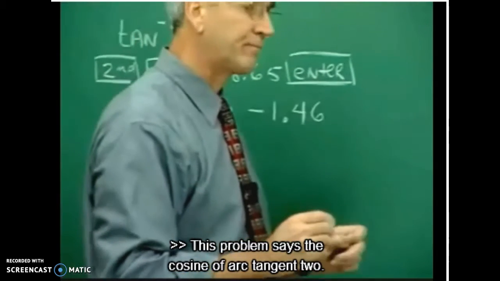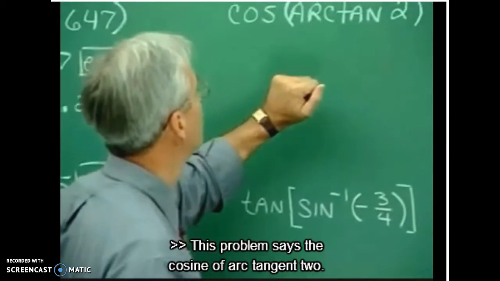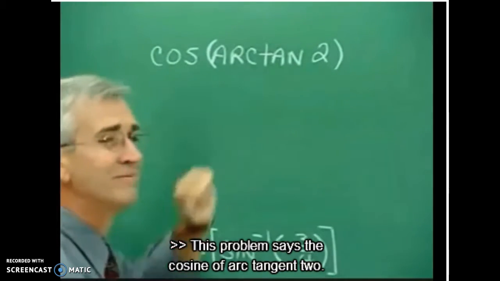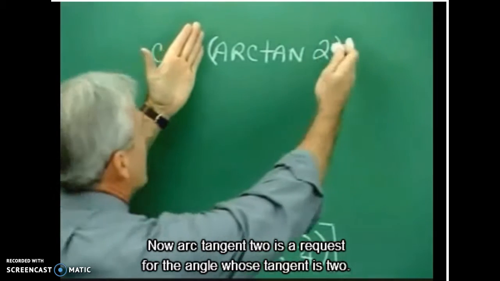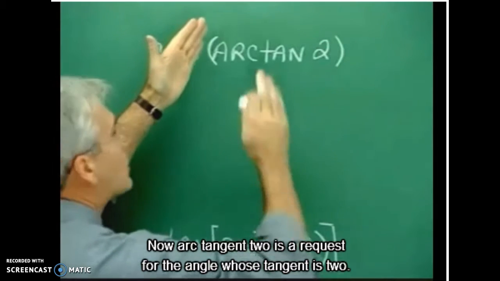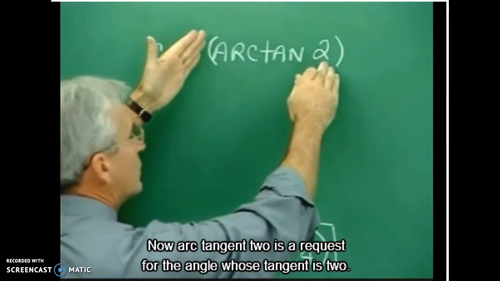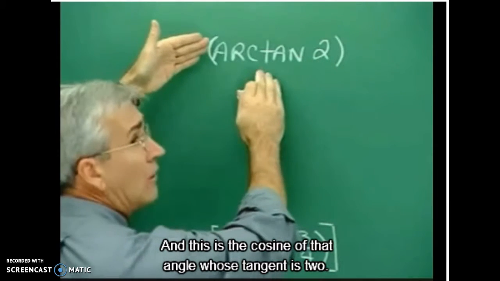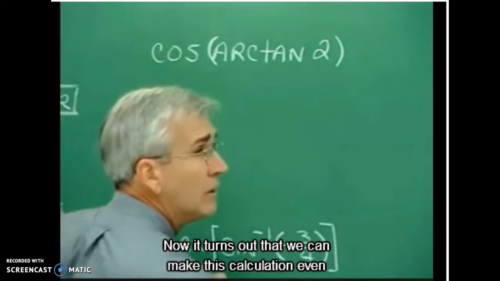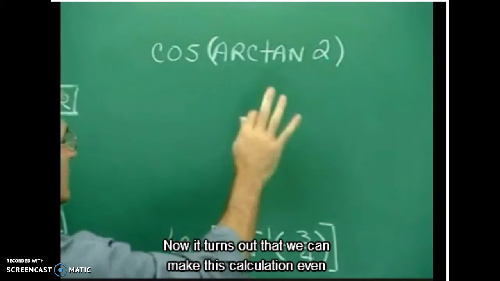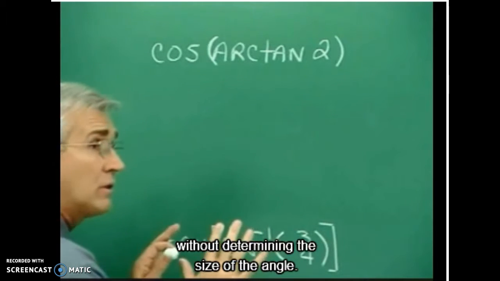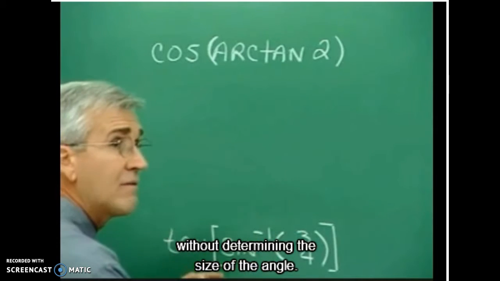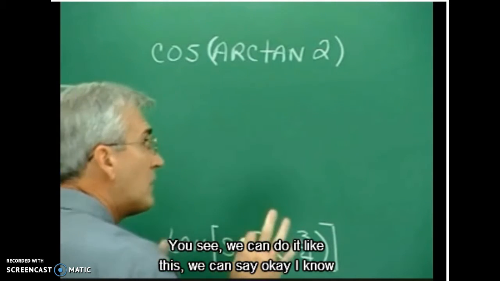This problem says the cosine of arctangent 2. Now, arctangent 2 is a request for the angle whose tangent is 2. And this is the cosine of that angle whose tangent is 2. Now, it turns out that we can make this calculation even without determining the size of the angle. You see, we can do it like this.